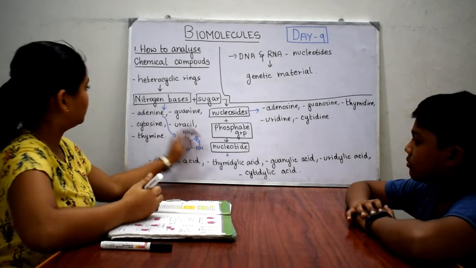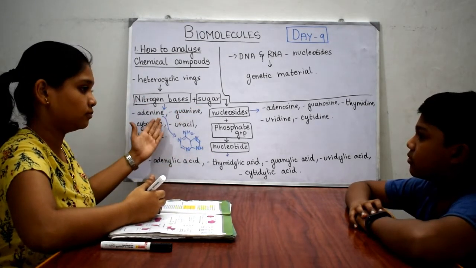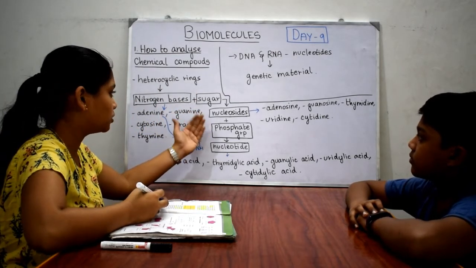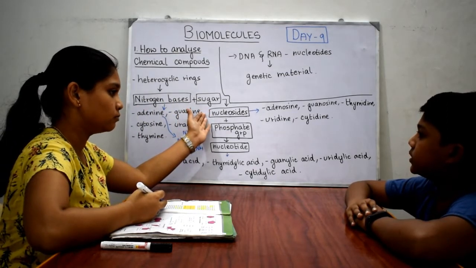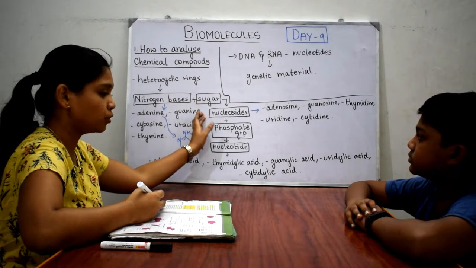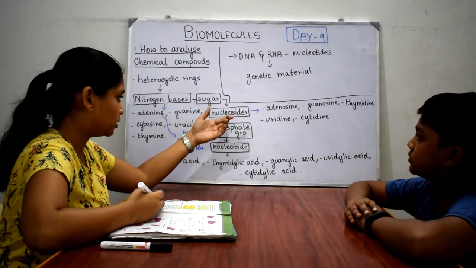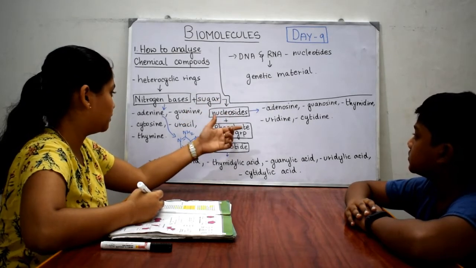So here, if these nitrogen bases have sugars attached to them, like polysaccharides and carbohydrates, it is known as nucleosides. So nitrogen bases plus sugar is known as nucleosides. Examples of nucleosides are adenosine, guanosine, thymidine, uridine, and cytidine.